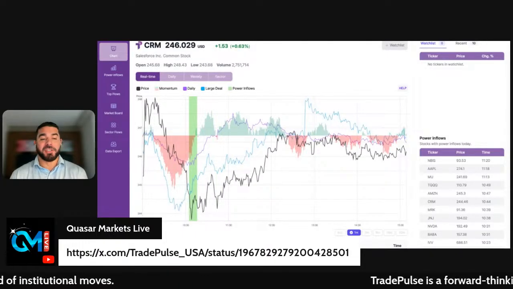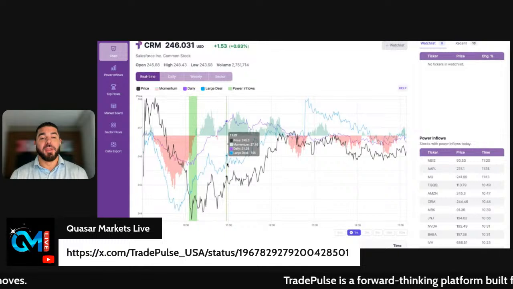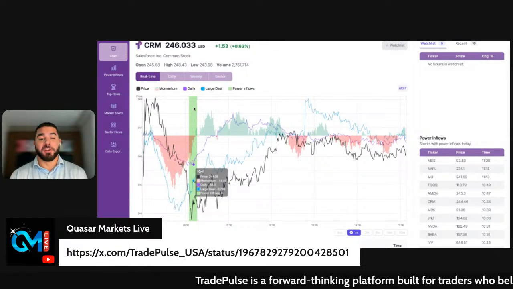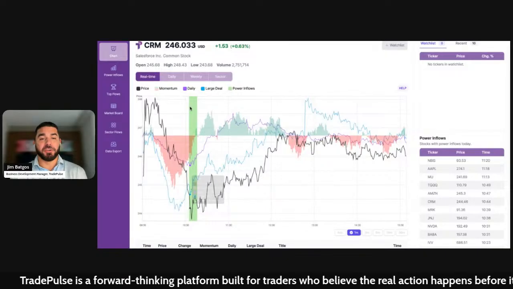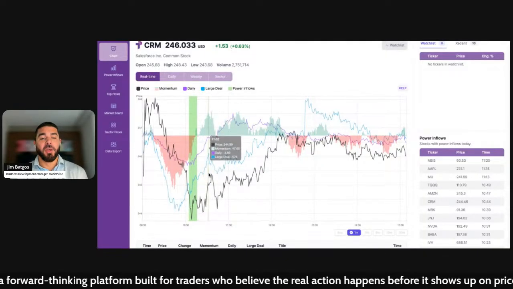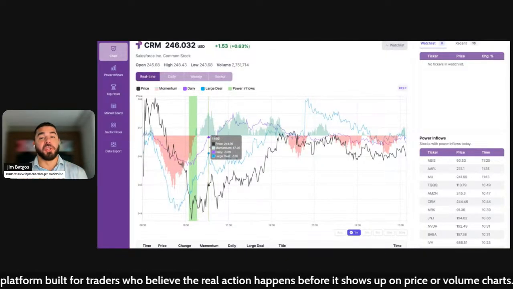And you can see how the price really reacted with that. Now, the power inflow signal that we provide came in right a little after 10:30 Eastern time. And again, it's meant to capture a real shift in the order flow.